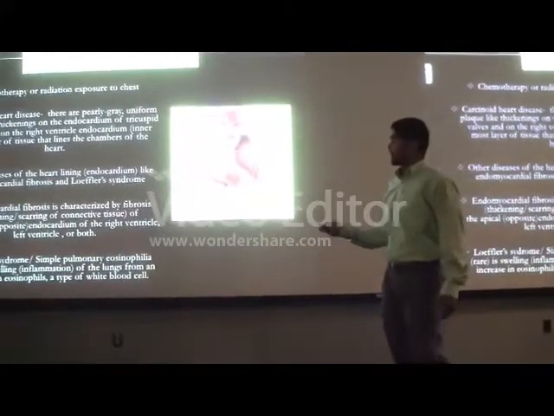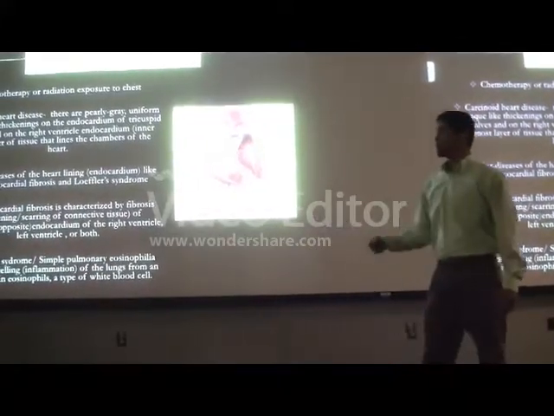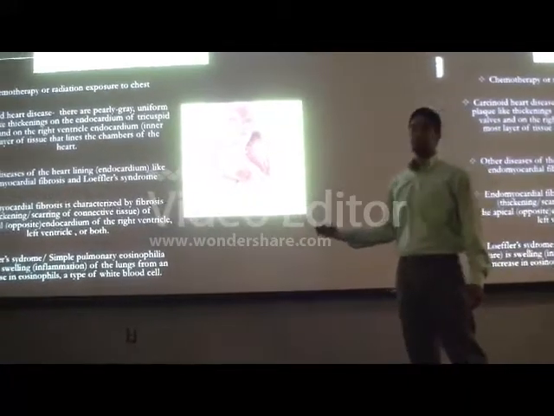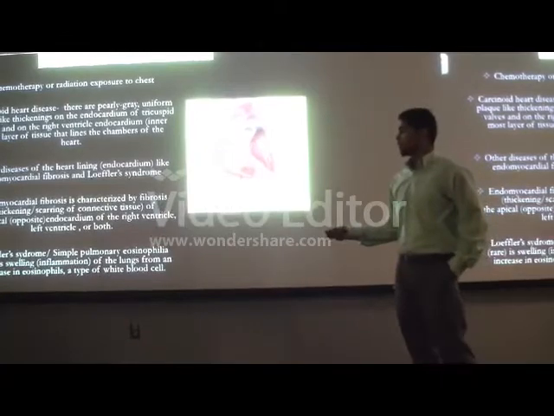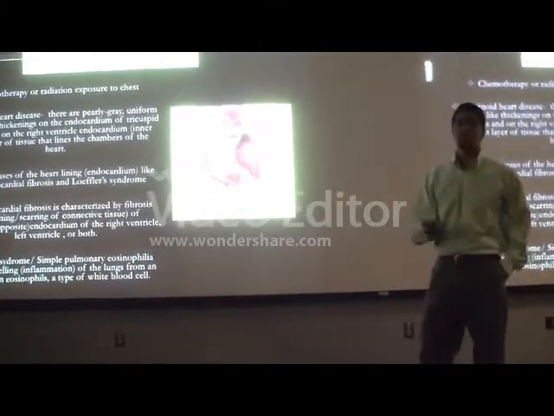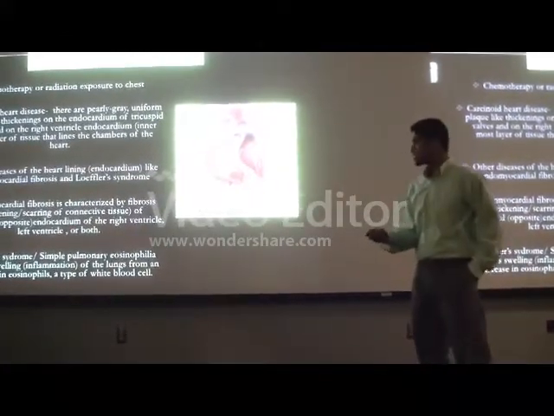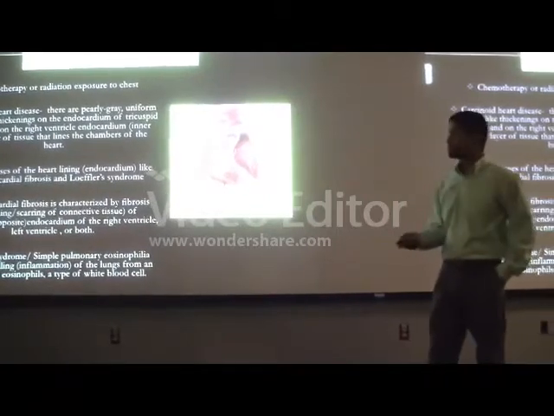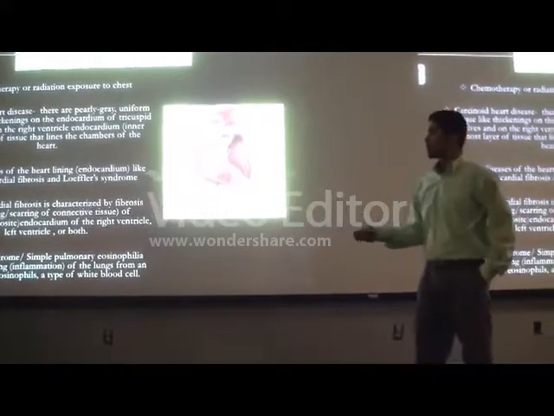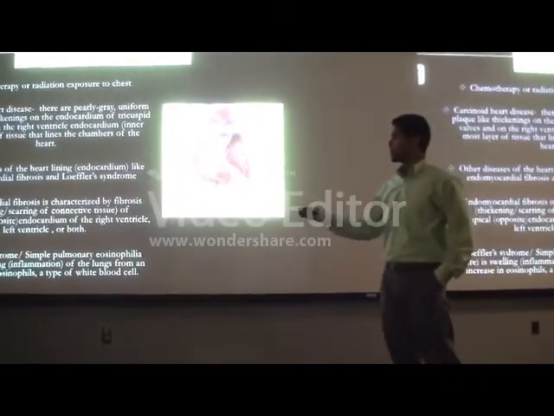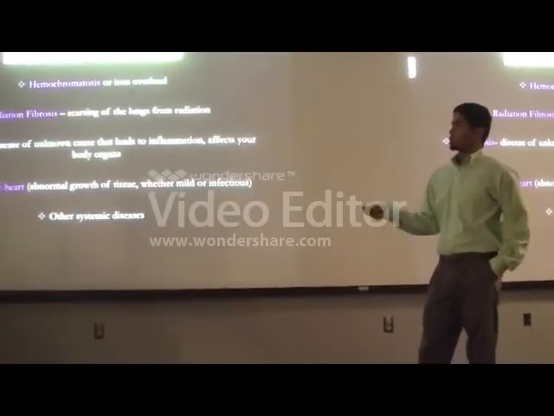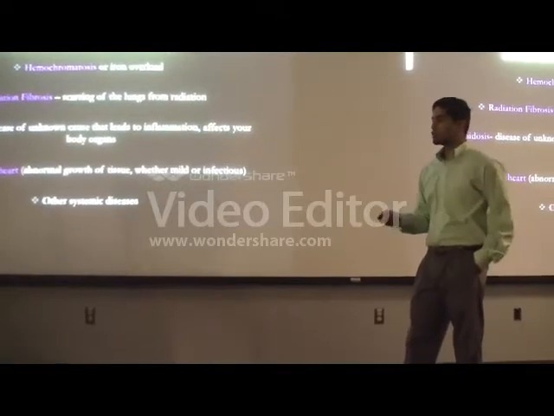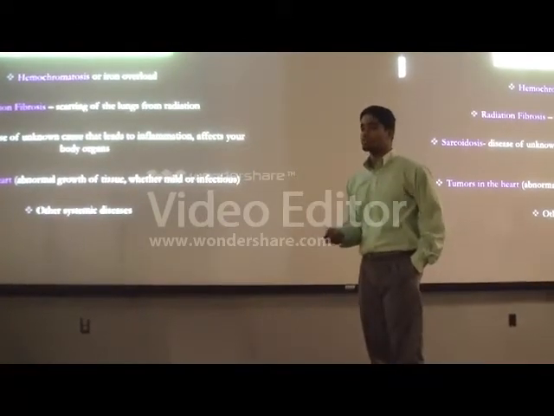Other diseases of the endocardium, which I showed you, are endomyocardial fibrosis and Loeffler syndrome. Loeffler syndrome is pretty rare. It's basically just a swelling or inflammation of the lungs from an increase in eosinophils, which are a type of white blood cell. And endomyocardial fibrosis is just the scarring of the endocardium. There's a list of other causes: hemochromatosis, radiation fibrosis, tumors in your heart, sarcoidosis.